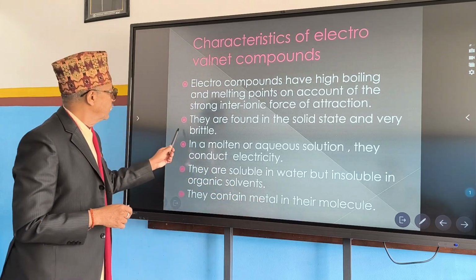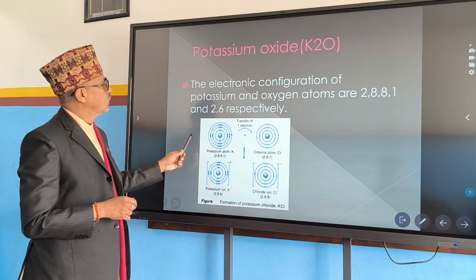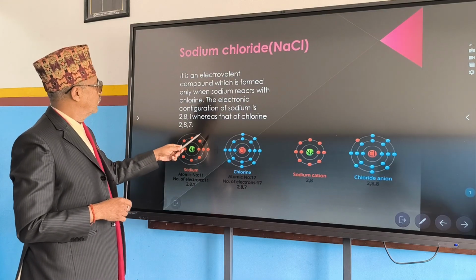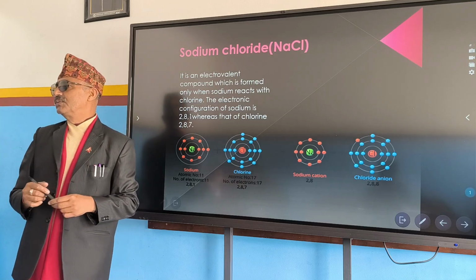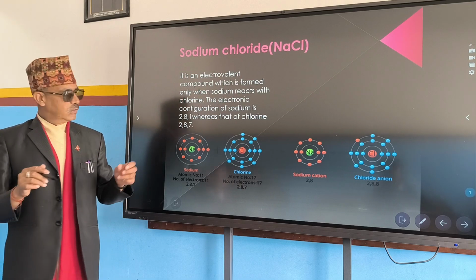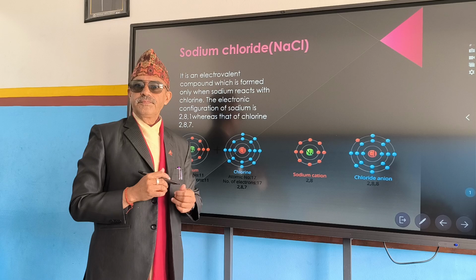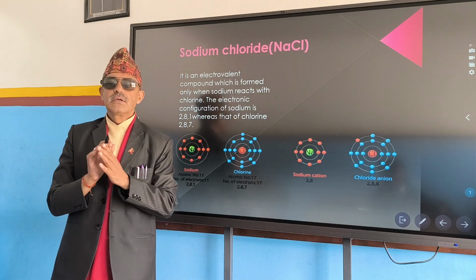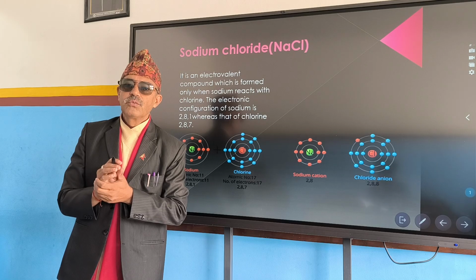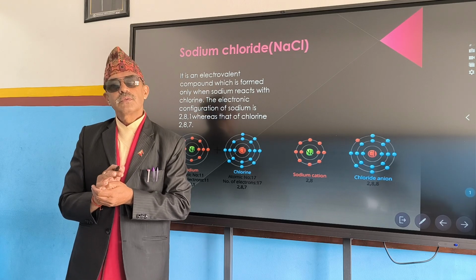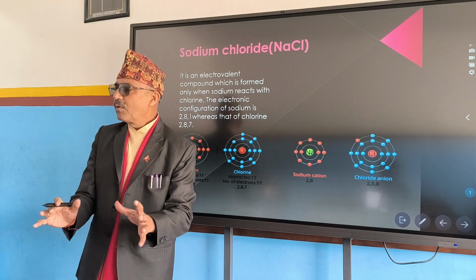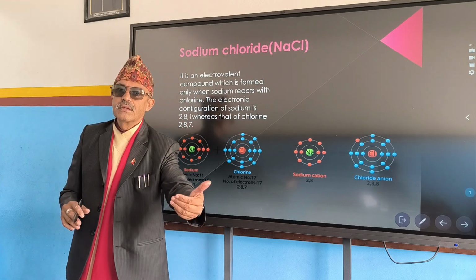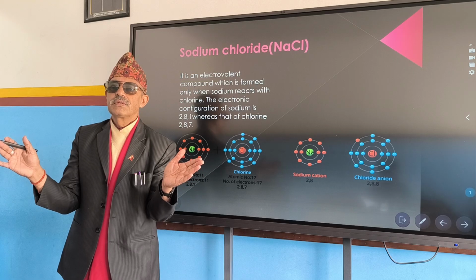Here are some examples of electrovalent compounds. One easy method I will teach you. So from normal water we cannot produce electricity? From either normal water or seawater we can produce electricity. Production is different, but conduction is different.